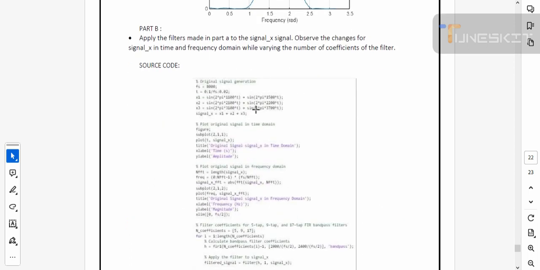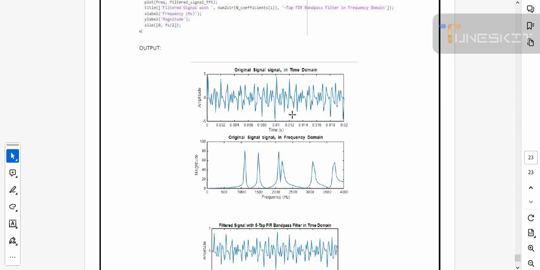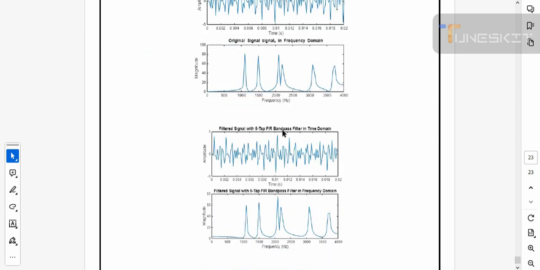In part B, first of all, the sampling frequency is 8000 and the signal is the same. But here the number of taps has been changed. So when we simulate this code, we obtain this output.